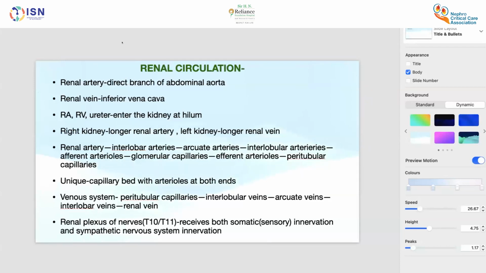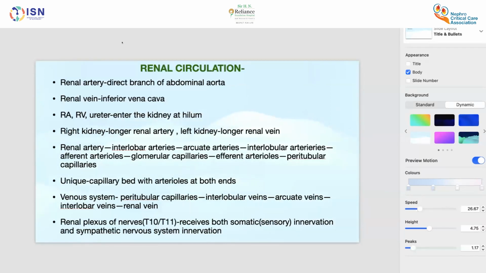Renal circulation. The renal circulation has a renal artery, which is a direct branch of the abdominal aorta, and a renal vein, which drains into the inferior vena cava. The renal artery, renal vein, and the ureter all three enter at the medial side of the kidney at the hilum. The right kidney has a longer renal artery, and the left kidney has a longer renal vein. The renal artery divides into interlobar arteries, then arcuate arteries, then interlobular arteries, which give rise to afferent arterioles. Then it forms the glomerular capillaries and ends in efferent arterioles, and then peritubular capillaries.